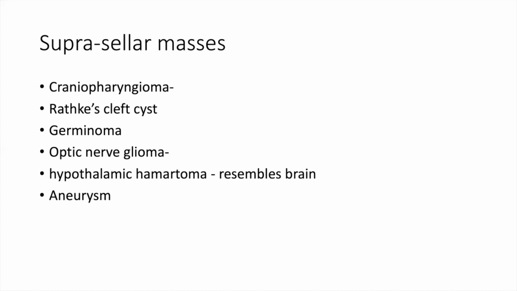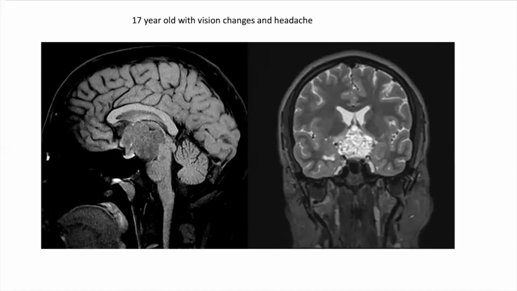And so among this list, the most common that you will see will be craniopharyngioma and Rathke's cleft cyst. But I always want you to keep aneurysms in mind, because it's essential that we do not mistake these for solid tumors. So let's start with this patient.